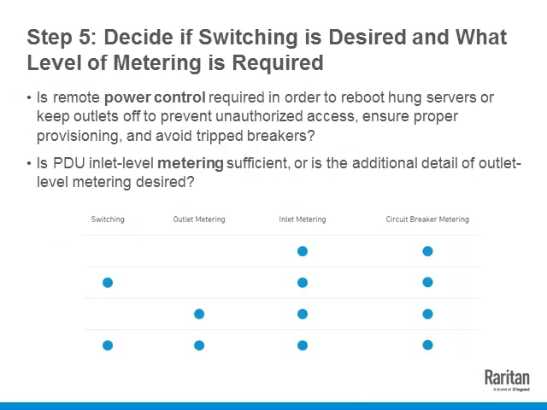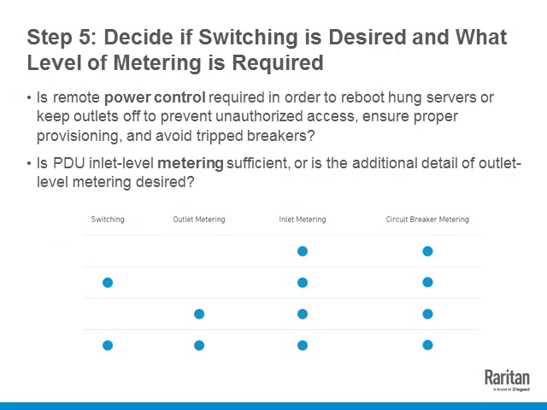Then we come to step 5, which is going to figure out what kind of remote capabilities you really need. This will be determined by the application that you have. Are these network racks that have networking devices that can never be turned off, or are these servers that may occasionally be rebooted for any particular reason? So we take a look at switching as one of those options, otherwise called remote power control.